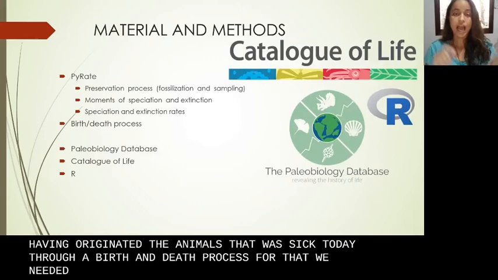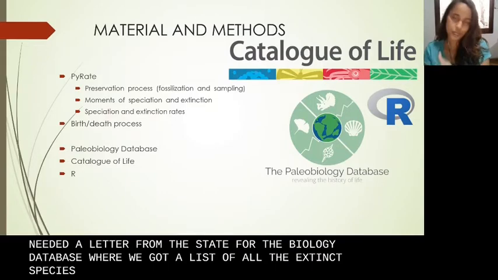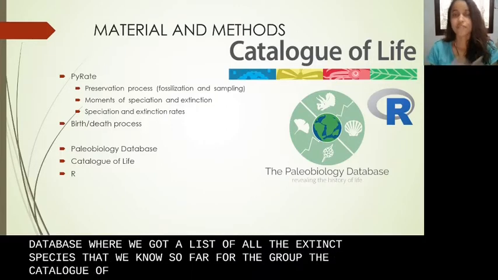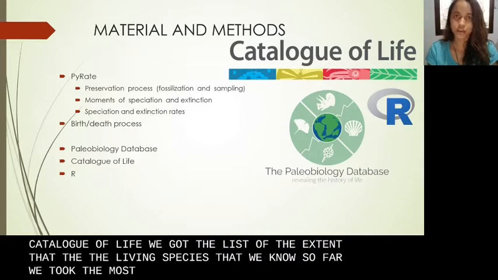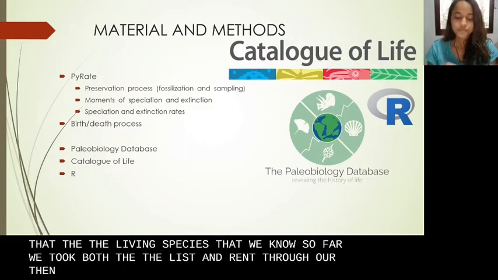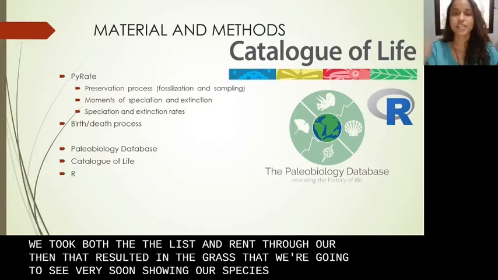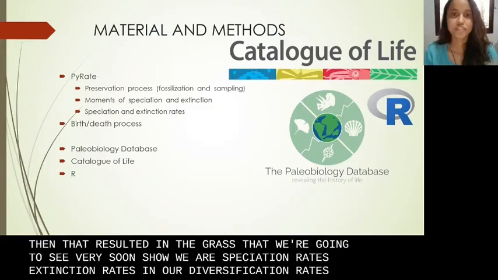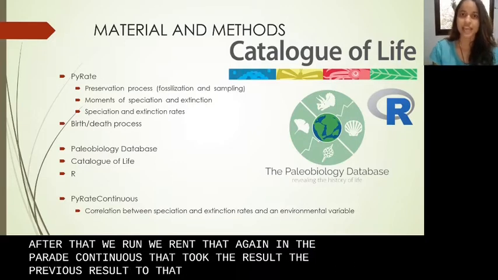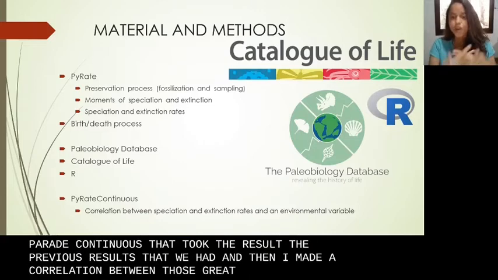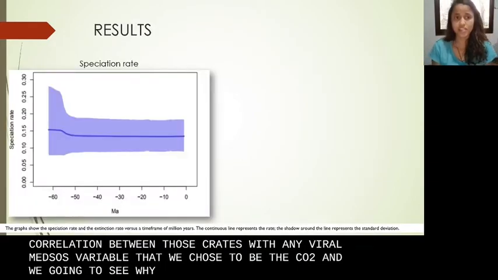For that we needed data from the Paleobiology Database, where we got a list of all the extinct species that we know so far for the group. From the Catalogue of Life, we got the list of the extant, the living species that we know so far. We took both lists and ran them through R. That resulted in the graphs that we're gonna see very soon, showing our speciation rates, extinction rates, and our diversification rates. After that, we ran that again in PyRate Continuous, which took the previous results and made a correlation between those rates and an environmental variable that we chose to be the CO2, and we're gonna see why.